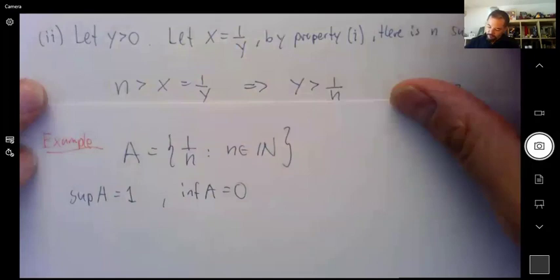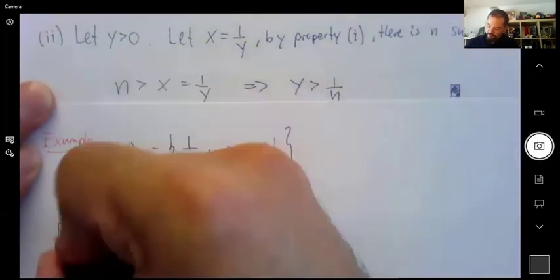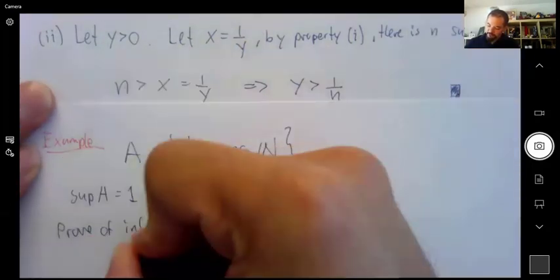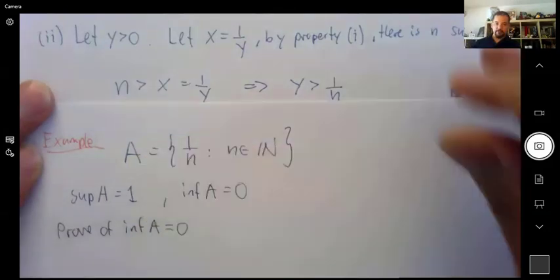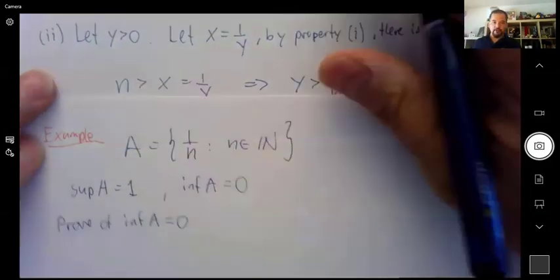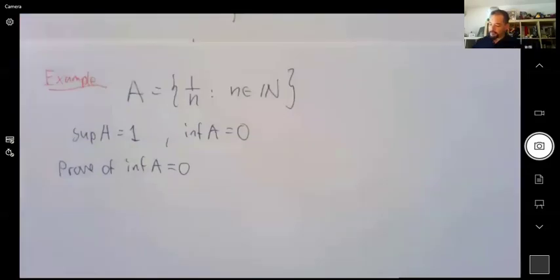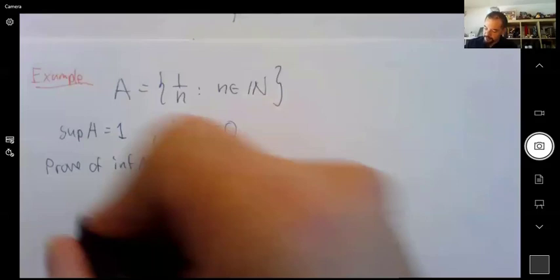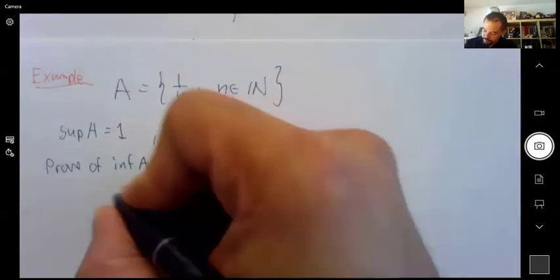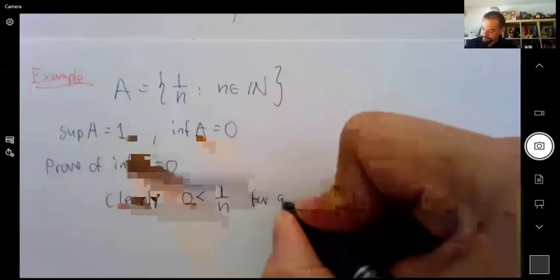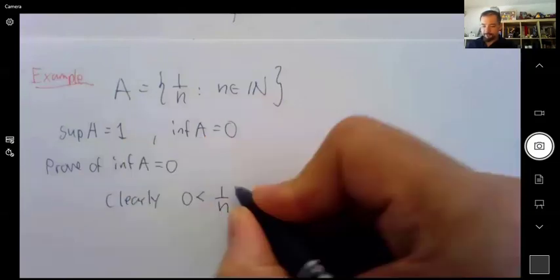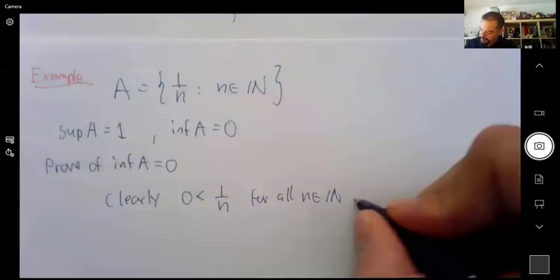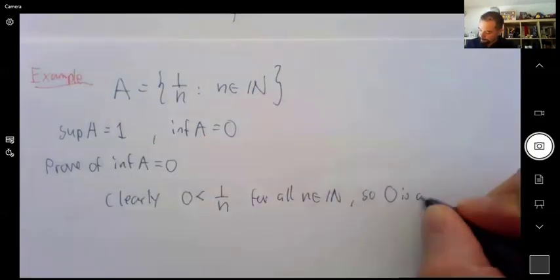So, proof that the infimum of A equals 0. Here's what you need to do. You need to do two things. You need to argue that 0 is a lower bound. That's easy because 0 is less than 1 over n, obviously, right? This is a positive number. So 0 is a lower bound.